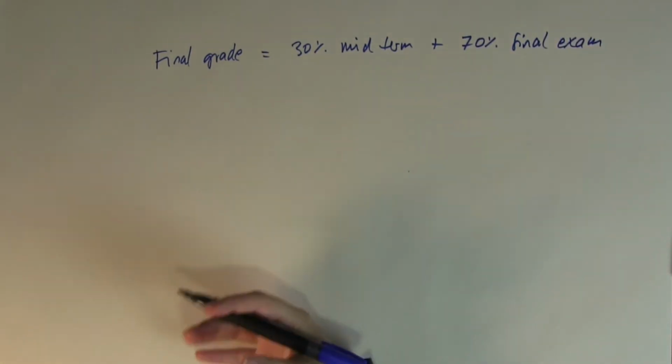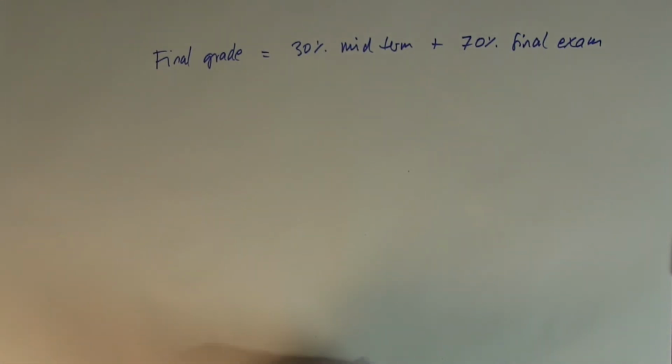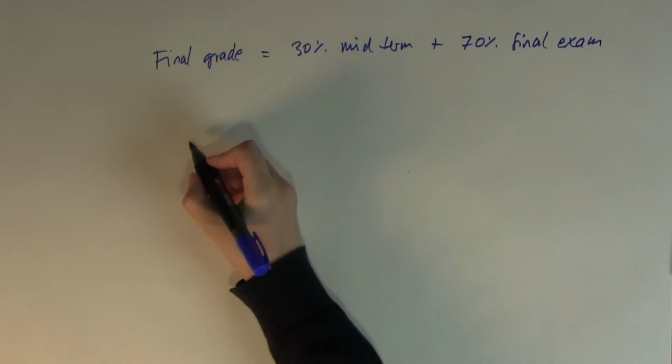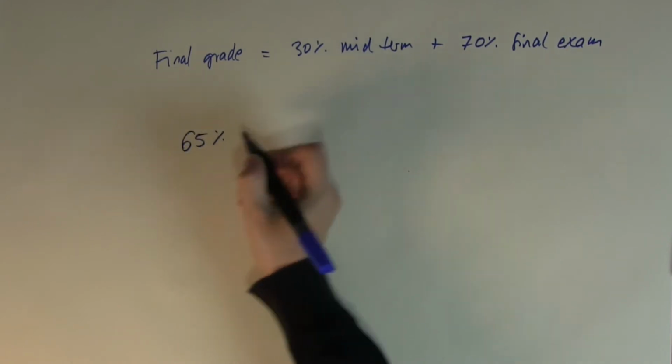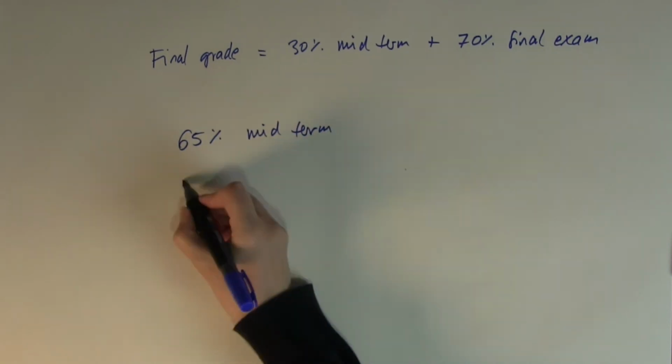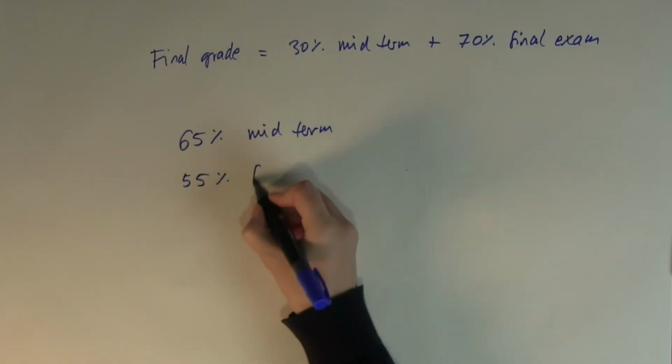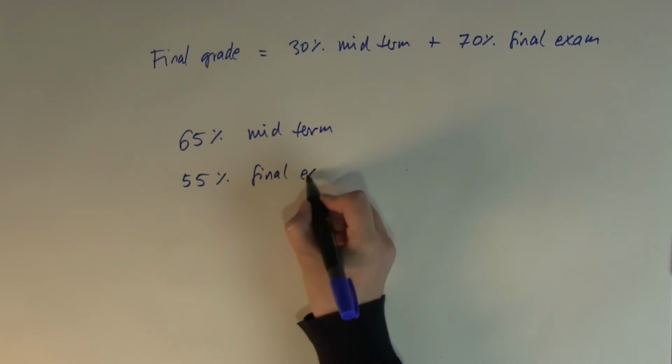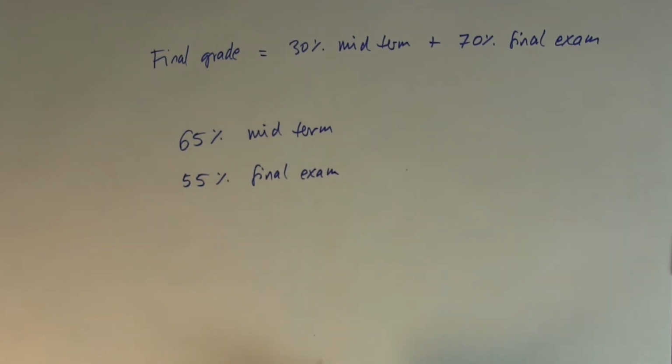So how can we use this calculation? What does it actually mean? Let's say that John has achieved 65% in the midterm and he got 55% in the final exam. So what will be his grade?